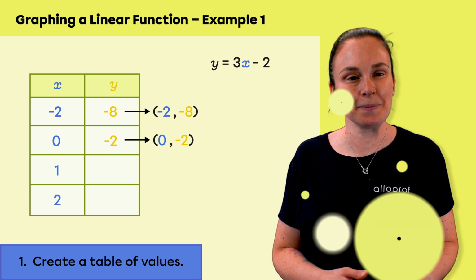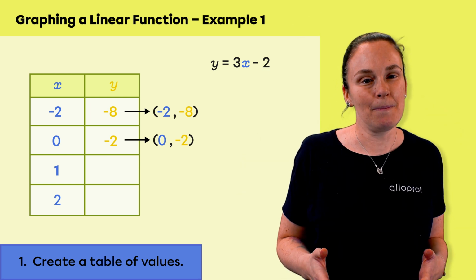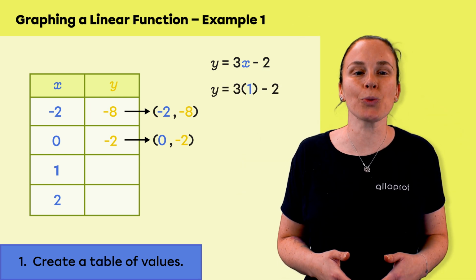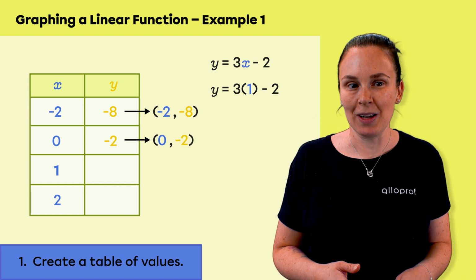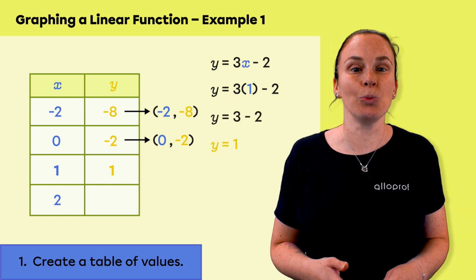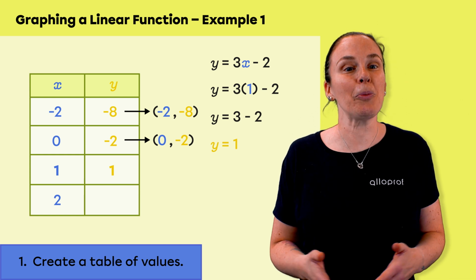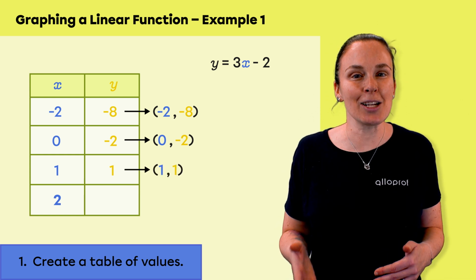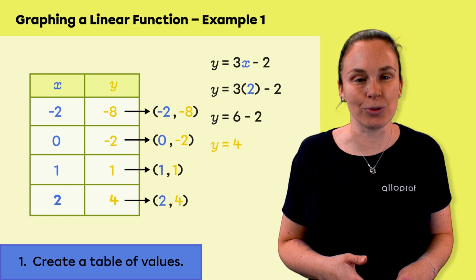So let's keep going. Take x equals 1. The equation becomes y equals 3 times 1 minus 2. We solve this equation and get y is equal to 1. When x is equal to 1, y is also 1. Our third point is 1, 1. Taking x equals 2 gives y is equal to 4.